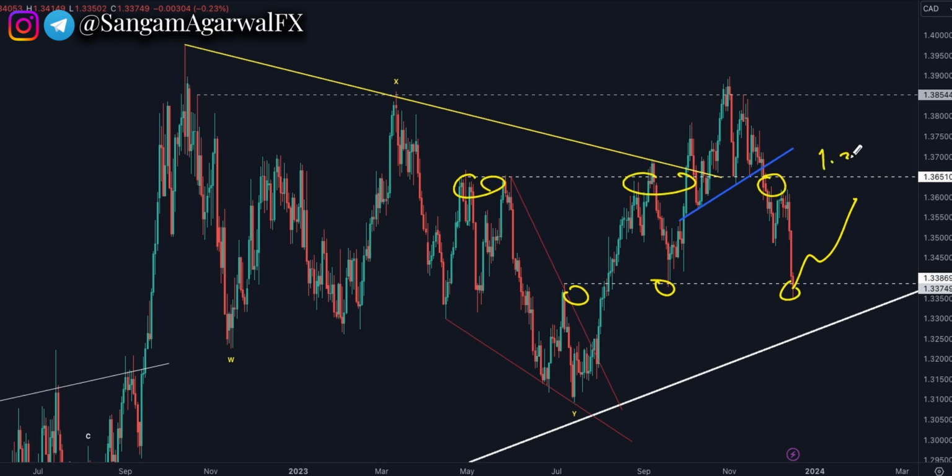But next big resistance is 136. If this week it goes down below 133, then you can buy and trade counter trend correction.